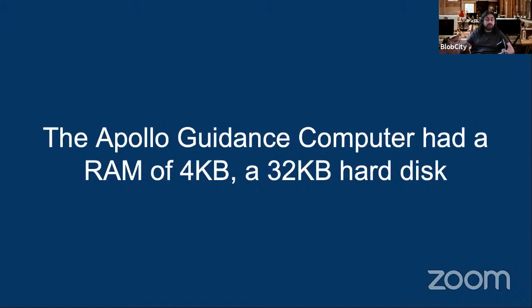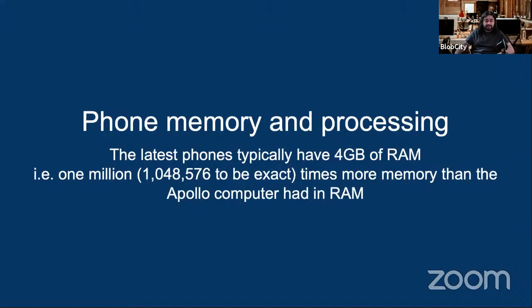Cell phones come with 4 gigabytes of RAM. Many computer laptops today get 16 gigabytes of RAM. But the spacecraft that took us to the moon had only 4 kilobytes of RAM, and it had 32 kilobytes of hard drive, right? If we could achieve such phenomenal things with such small compute power, imagine what we can do with the current day compute power that we have, right?